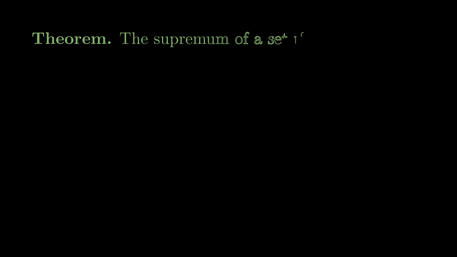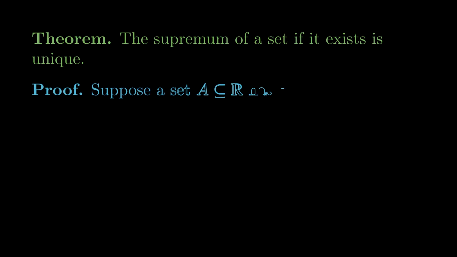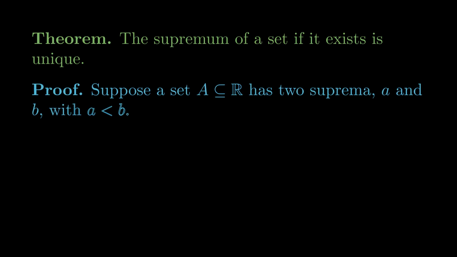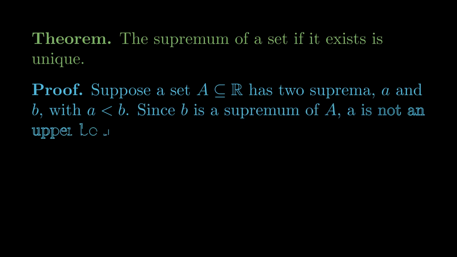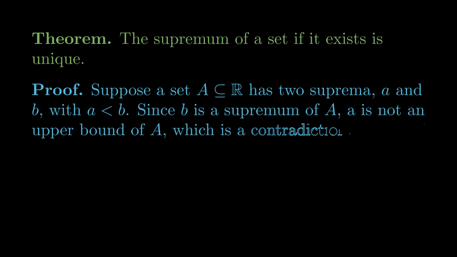The supremum of a set, if it exists, is unique. We can prove this by contradiction. So let's assume we have a set that has two different suprema. Let's call them A and B, and without loss of generality, we might as well assume A is less than B. Well, since B is a supremum, it's the least upper bound, meaning any real number less than it is not an upper bound. And so A is not an upper bound, which is a contradiction to A being a supremum. So the supremum has to be unique.